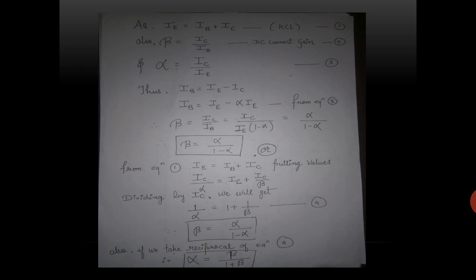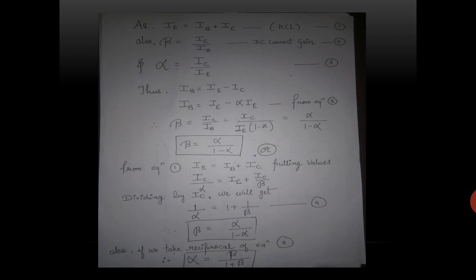The other method is to find, we know IE is equal to IB plus IC. Now IC upon alpha is equal to IC plus IC upon beta. We can just simply put the values. So dividing this equation by IC, this above equation should be divided by IC. So we get 1 upon alpha is equal to 1 plus 1 upon beta. That's why we get beta is equal to alpha upon 1 minus alpha. So both of these methods you can use to find out the relation.